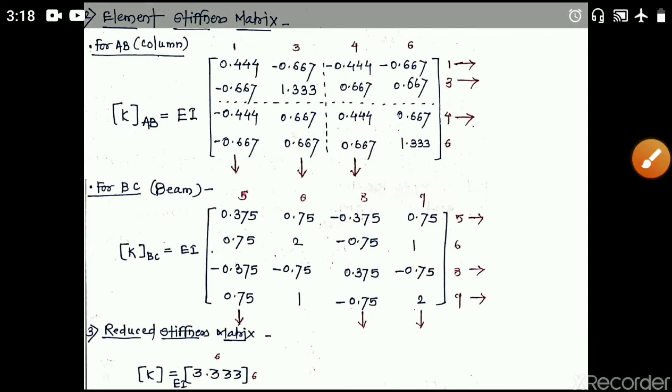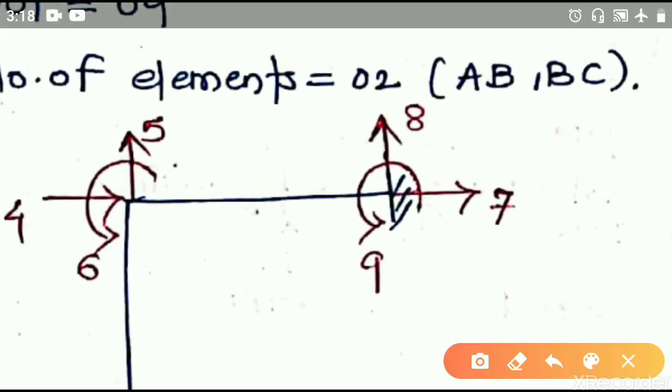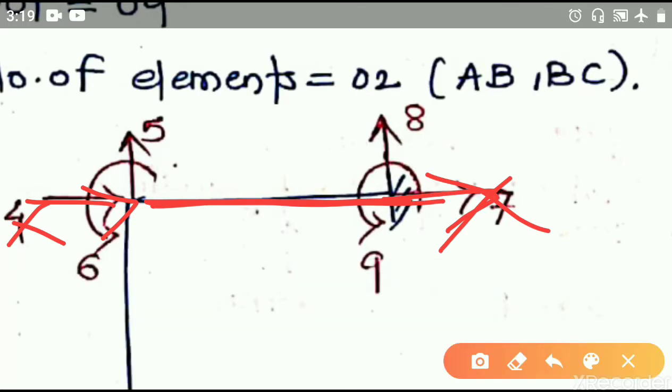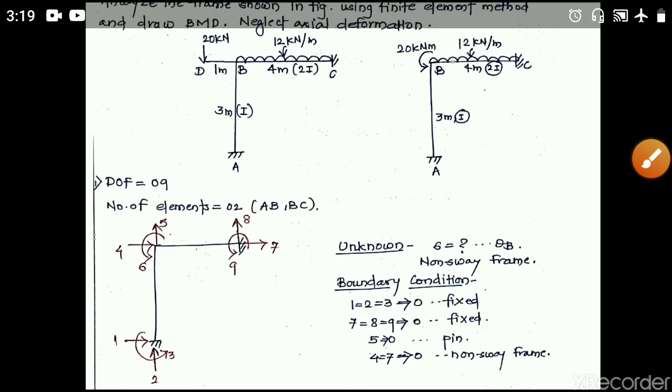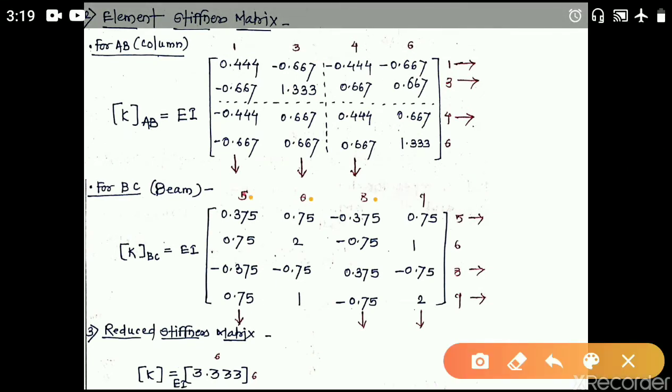Now the associated displacement for BC. You can see this figure. For BC, 4 and 7 are the axial displacements, so neglect 4 and 7. You have to consider only 5, 6, 8, 9. So write down 5 6 8 9 here, and 5 6 8 9 along the columns.